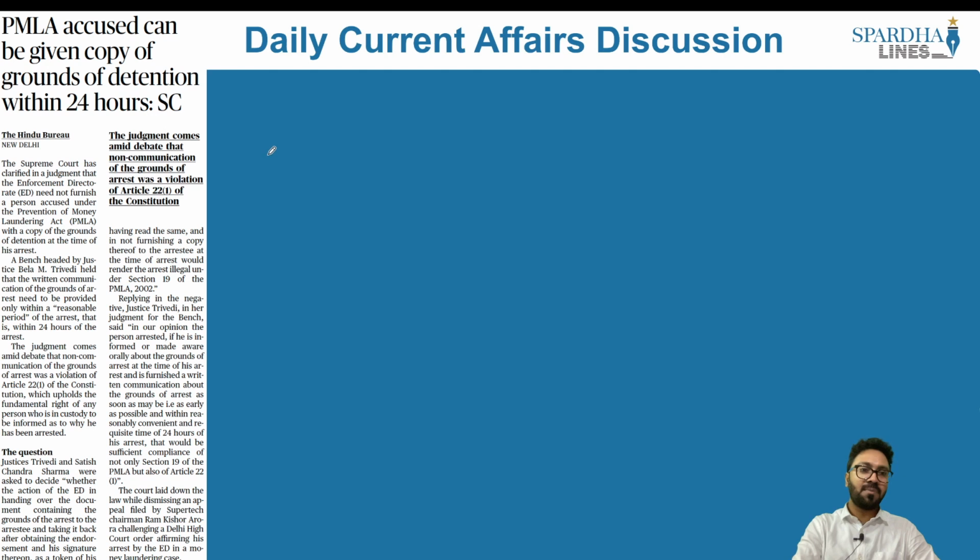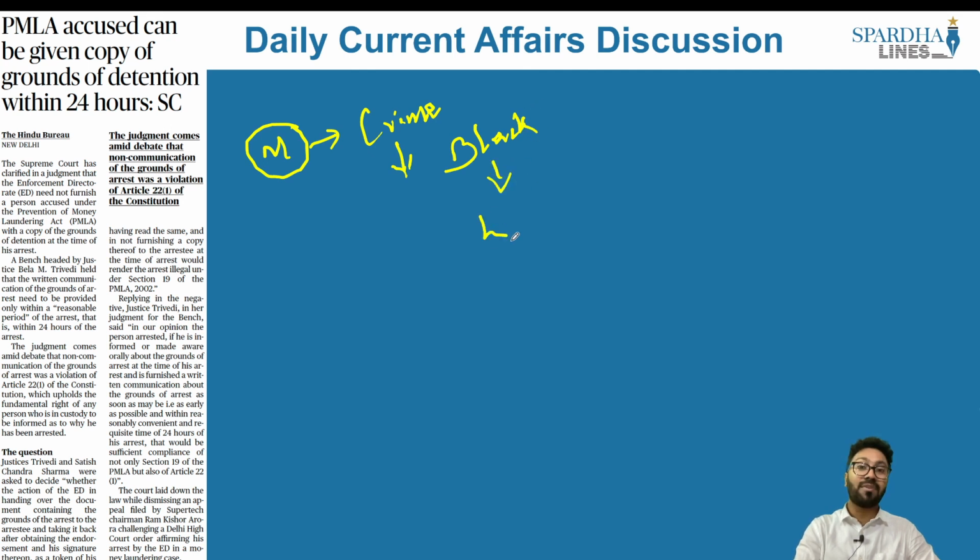What is the PMLA? This is about the Money Laundering Act. The Money Laundering Act is where there is a certain amount of money which is illegally garnered. Let's say, for example, there is a crime syndicate. This crime syndicate gets the money from conducting the crime. So it is the black money. So what do they do? They make sure that this money is laundered and is converted into white money.